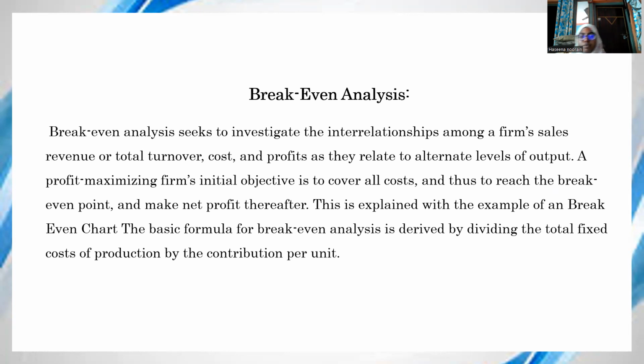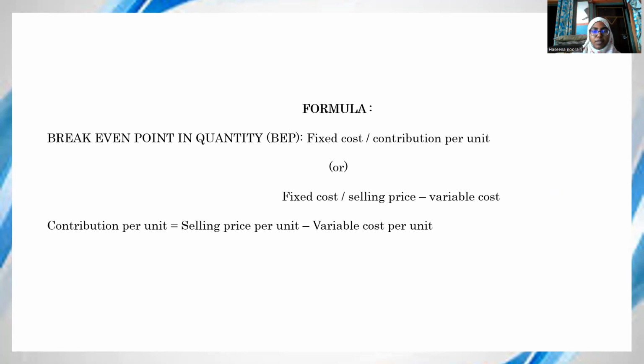The basic formula for break-even analysis is derived by dividing the total fixed cost of production by the contribution per unit. This is the formula which is used for calculating the break-even point in quantity. That is, fixed cost divided by contribution per unit, or fixed cost divided by selling price minus variable cost. The contribution is calculated by selling price per unit minus variable cost per unit.